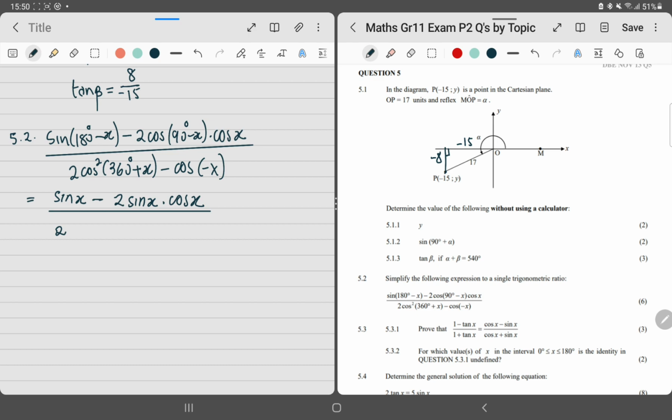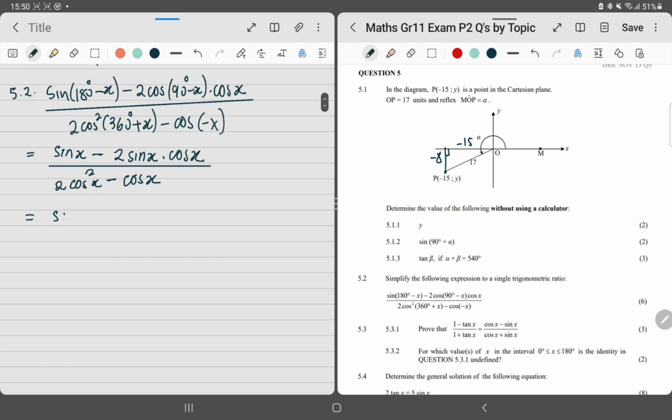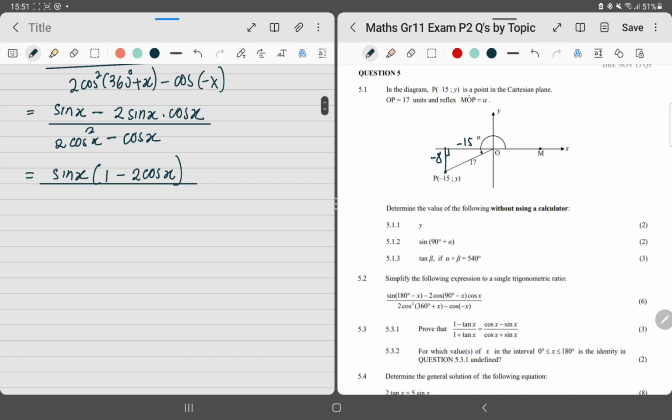360 plus is in the first quadrant. Cos is positive there. So this is 360 minus x, which is in the fourth quadrant. In the fourth quadrant, cos is positive. So I'm going to take out a common factor of sine x. So this is 1 minus 2 cos x. Okay, so in the denominator, I'm going to take out a factor of cos of x. So I'll be left with 2 cos x minus 1.